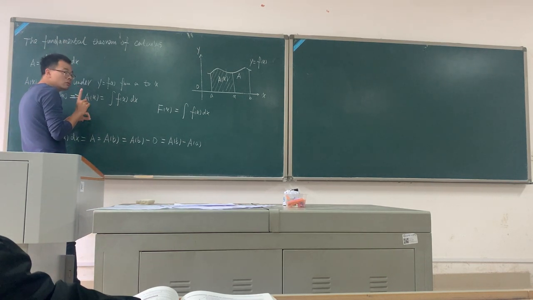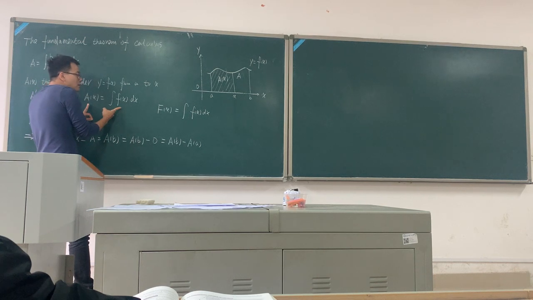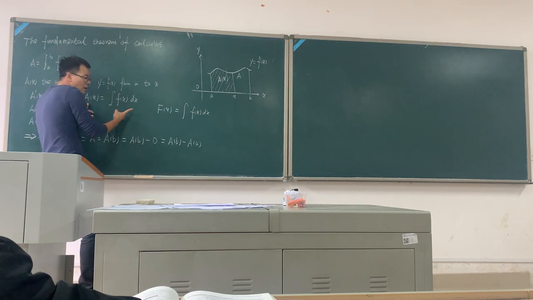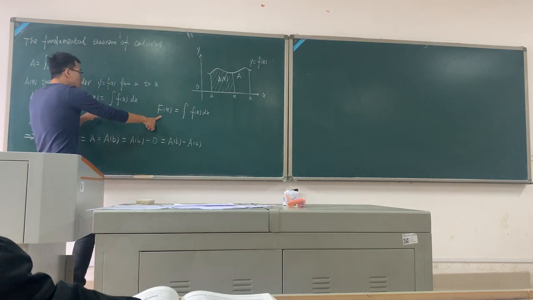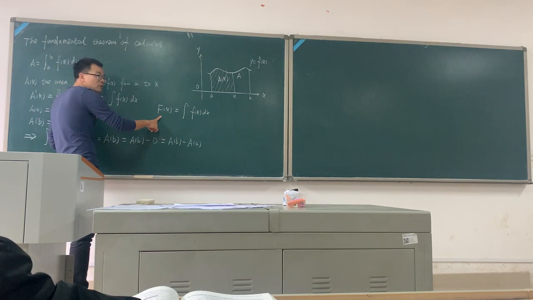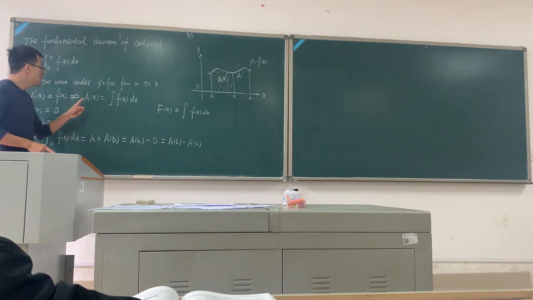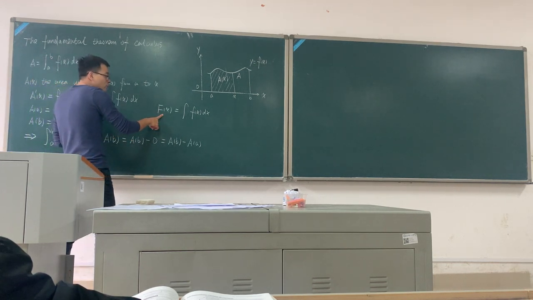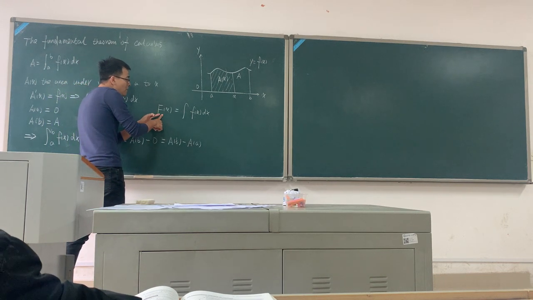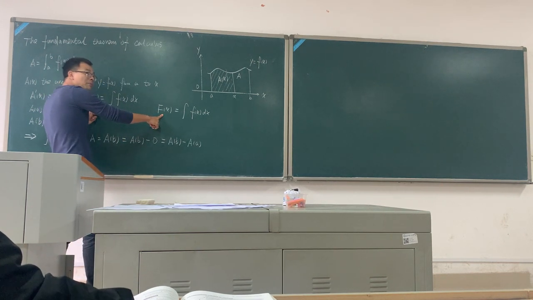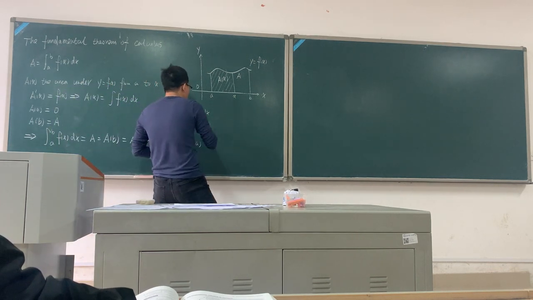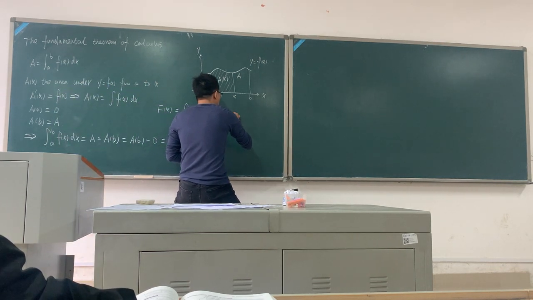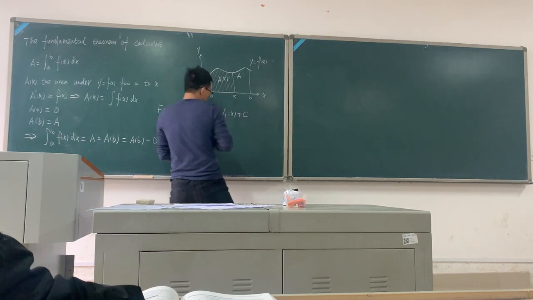Now capital A is an antiderivative of f, and capital F is an antiderivative of f. So what's the relationship between capital A and capital F? We know that we can express capital F as equal to capital A plus a constant.